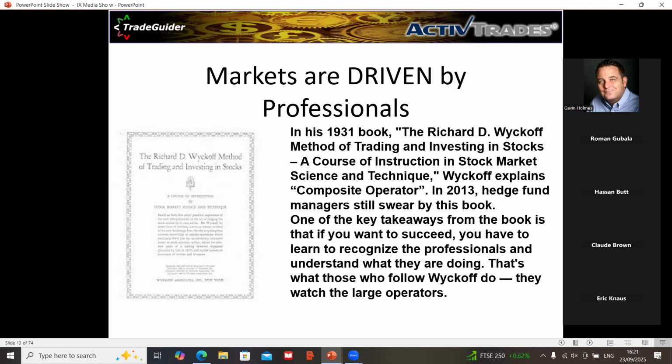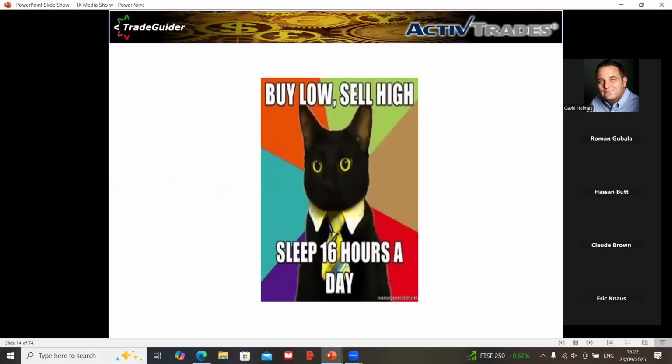Now, again, I've got a list, but it doesn't really matter. It could be big banks, it could be institutional money, it could be what Tom Williams was, a syndicate trader. This is how the markets are driven.